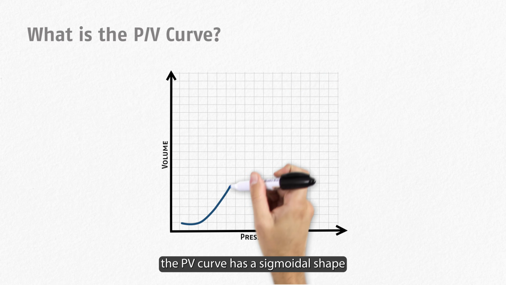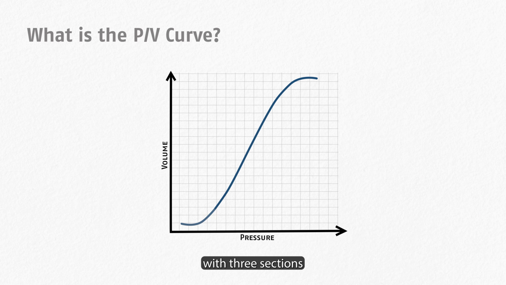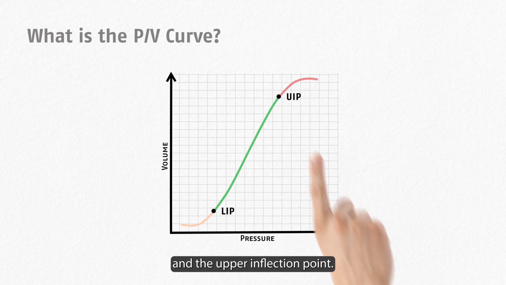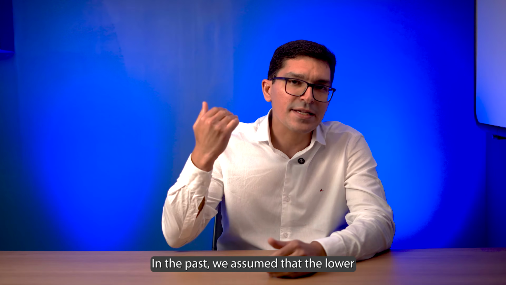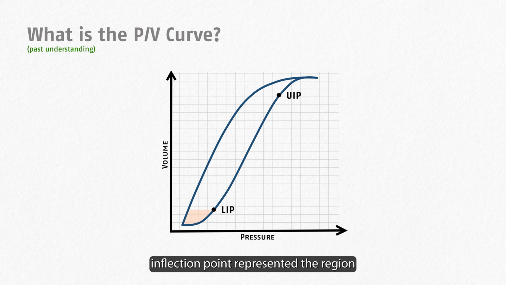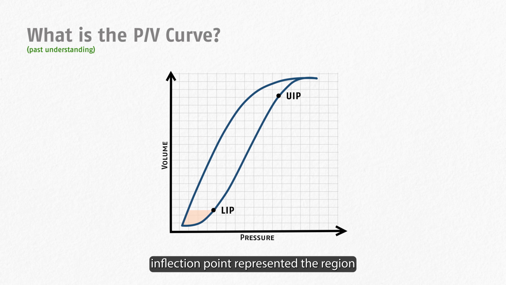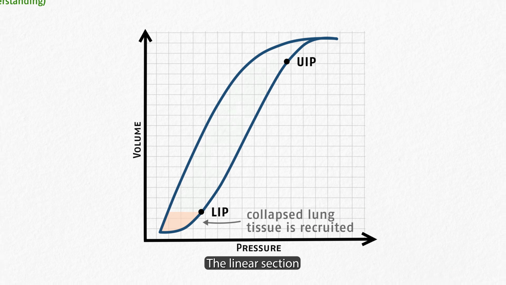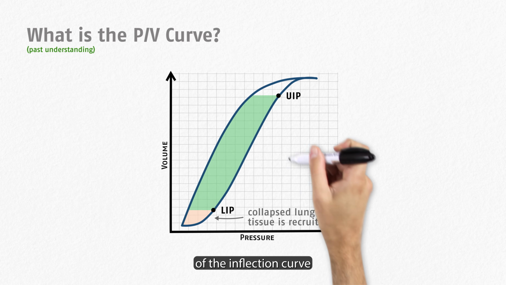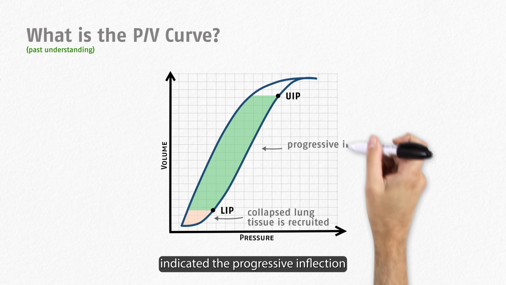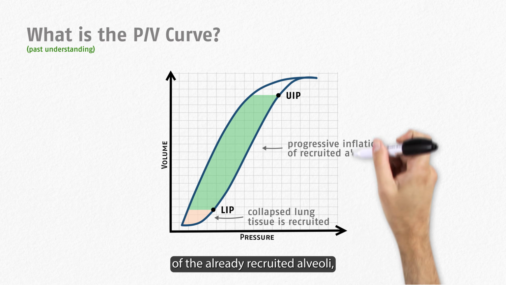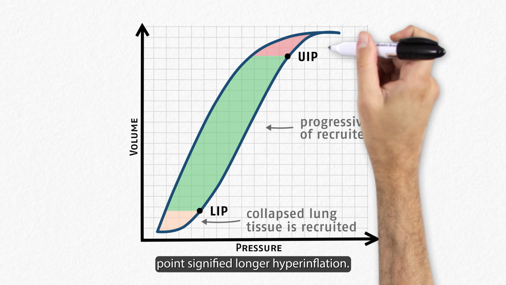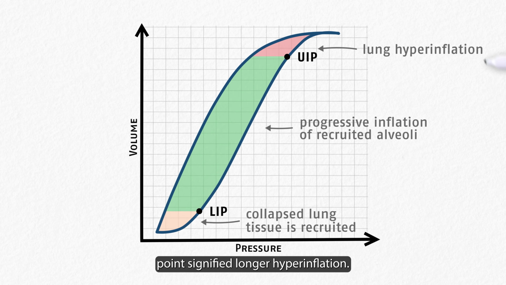Typically, the PV curve has a sigmoidal shape with three sections divided by two key points, the lower inflection point and the upper inflection point. In the past, we assumed that the lower inflection point represented the region where previously collapsed lung tissue is recruited. The linear section of the curve indicated the progressive inflation of the already recruited alveoli. And any point above the upper inflection point signified lung hyperinflation.